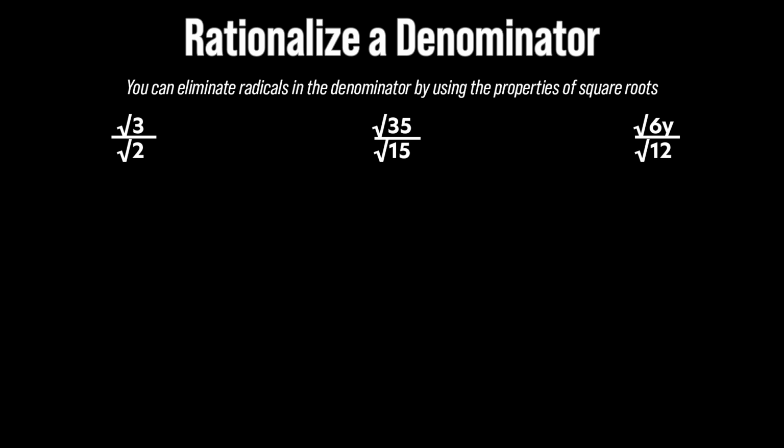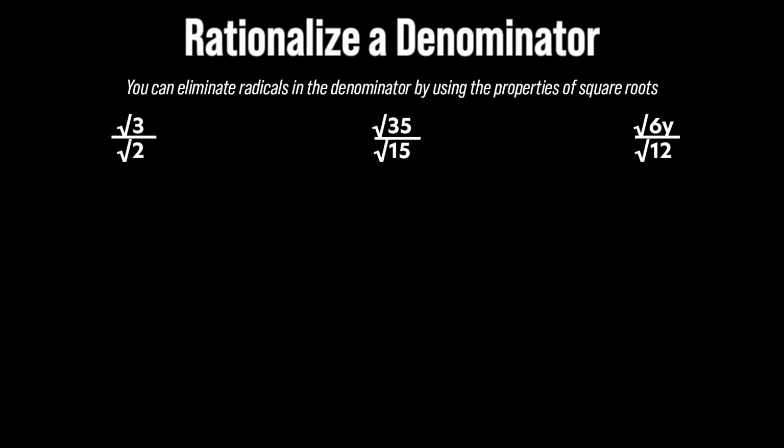Today we're going to learn about rationalizing a denominator. You can eliminate radicals in the denominator by using the properties of square roots. So in order to simplify an expression with a square root, you can multiply the denominator by a square root of the exact same value of whatever is in the current denominator.